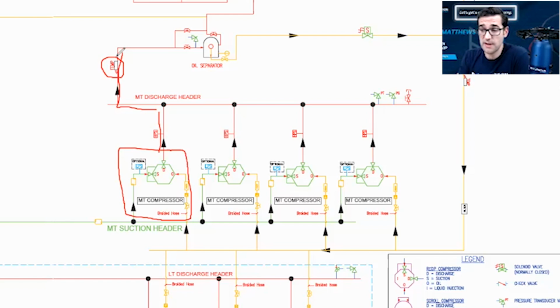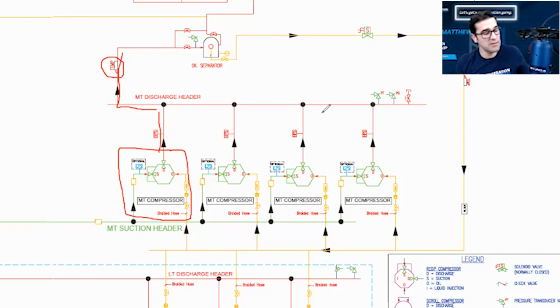This is just a drawing out of their manual. It's an example. Is there one of those on every discharge line? Once again, there's going to be costs involved. Are they paying for all the discharge transducers or not? This all depends. You want to make sure that you check each one.